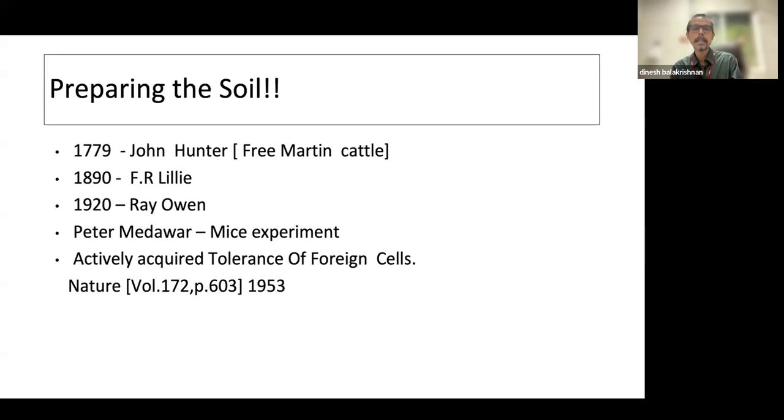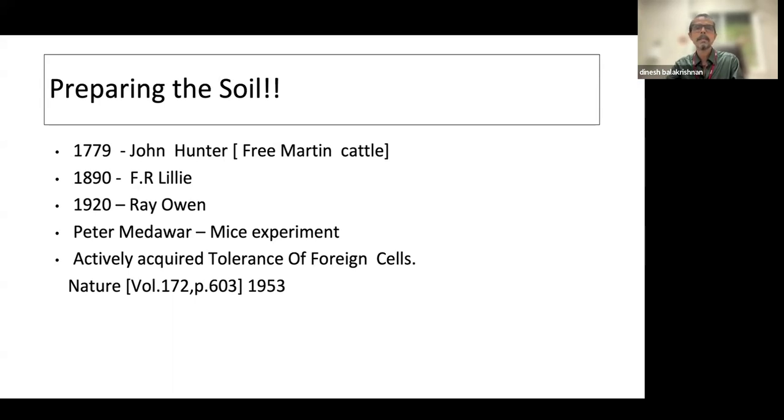Way back in 1953, he published an article in Nature called Actively Acquired Tolerance of Foreign Cells. So imagine, almost 75 years back, Peter Medawar was talking about tolerance. And today we know that the holy grail of liver transplantation is to achieve tolerance, which we haven't yet achieved.